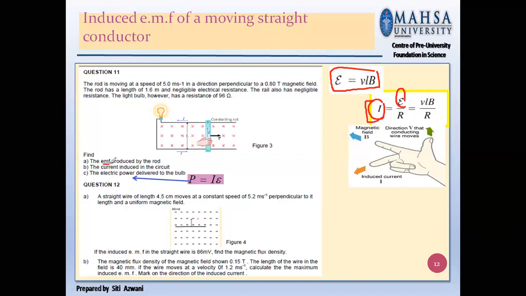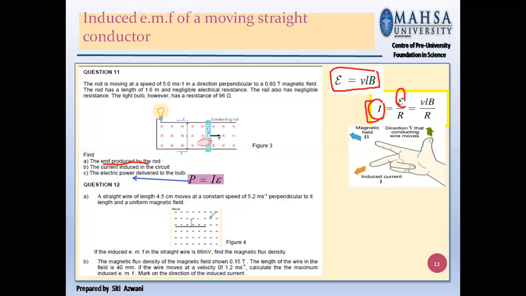Question, you want to calculate the induced EMF, the EMF produced by the rod. So the formula is E equal to VLB. Induced current, the current induced in the circuit: E divided by R. Power here, how to calculate power? You have IV. Remember the formula to calculate the power. You have IV, but V here refers to the induced EMF, so IE to calculate the power.